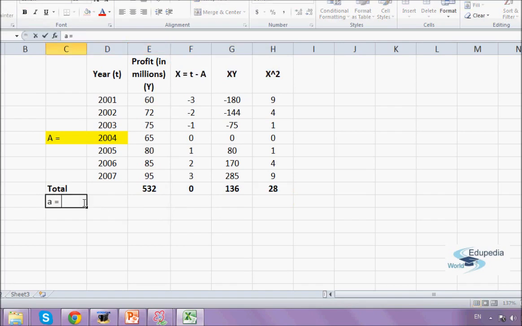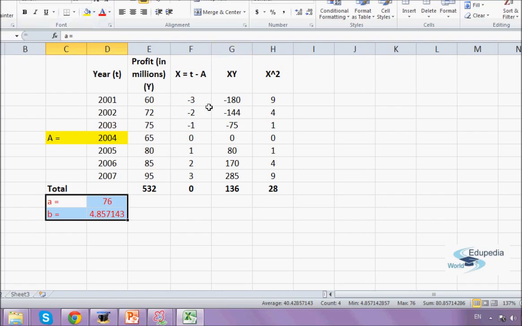A would be equal to the summation of y, which is this, divided by the number of data n, which in our case is 7. Fine, so that's the value of a, it's 76, and b would be equal to summation of x into y, which is this number, divided by summation of x square, which is this number. So it's 136 by 28, and that happens to be 4.86. So here now we have the values of both a and b, and once we have got the values of a and b, we are ready with our answer.